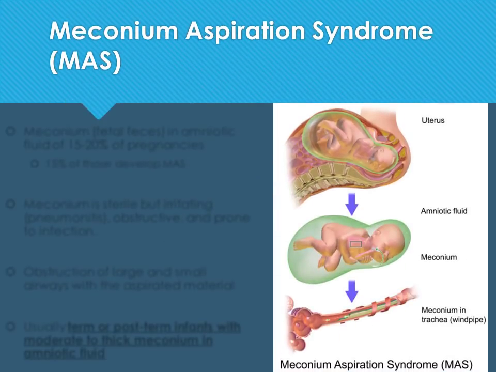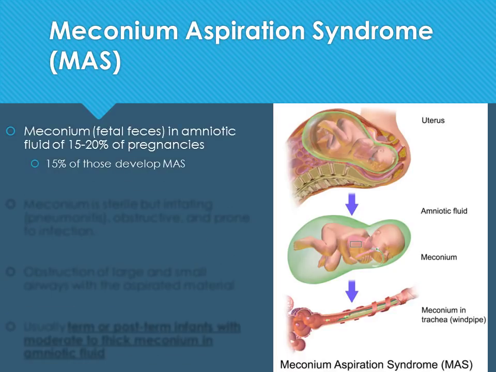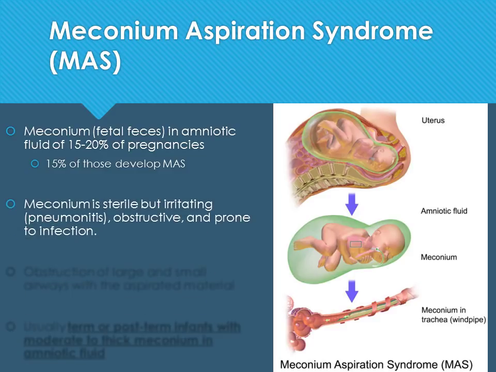Let's move on to another cause of respiratory distress in the neonate, meconium aspiration syndrome. Meconium is fetal feces. So it's the fecal material that a fetus produces when they're in utero. If meconium is in amniotic fluid, that occurs in about 15 to 20% of all pregnancies, and of those, about 15% go on to develop meconium aspiration syndrome. Meconium is sterile itself, but it's irritating. Basically causes a chemical pneumonitis if it gets into the child's lungs.